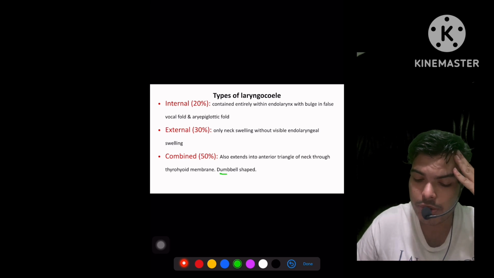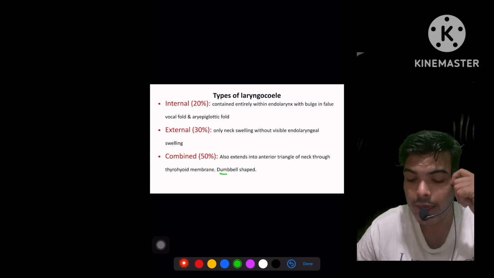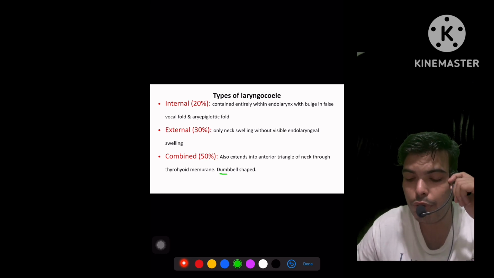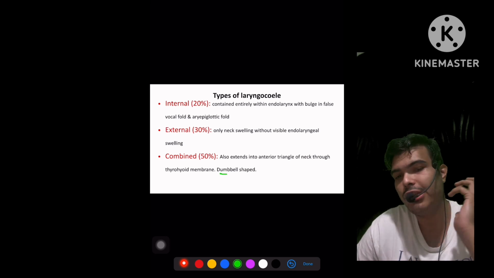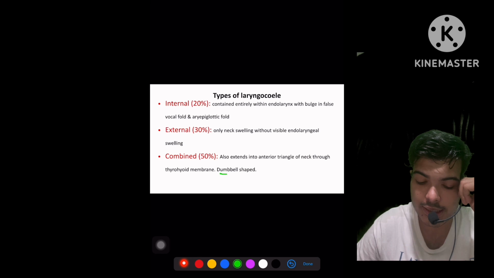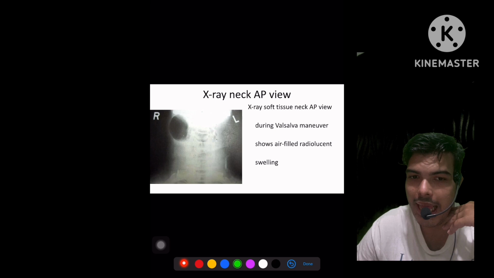Okay. So in the flexible laryngoscopy, what you can see is the swelling of the false vocal cord and aryepiglottic fold. The swelling is easily emptied, with escape of purulent fluid into the airway, which is known as pyocele. Okay, so you can go for an X-ray neck AP view. You can see this black shadow, which tells you that this is an air-filled radiolucent swelling.